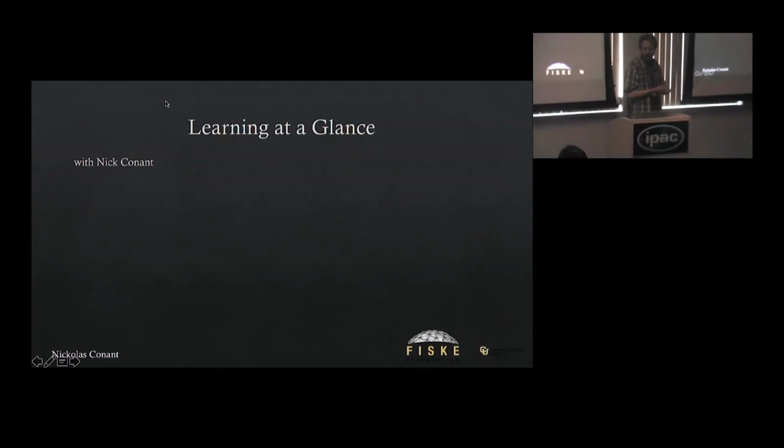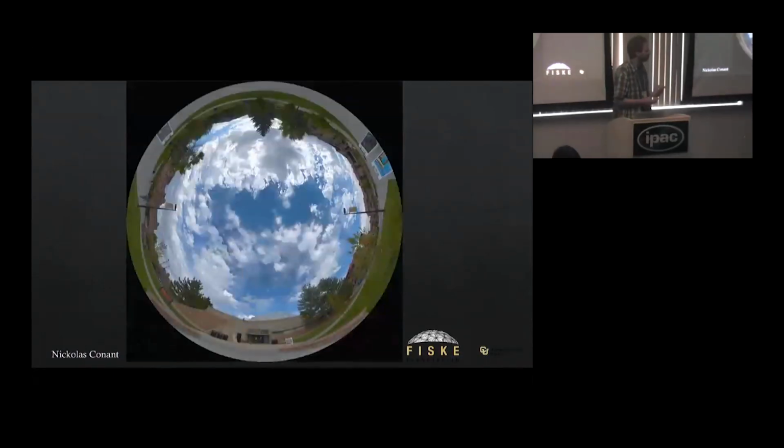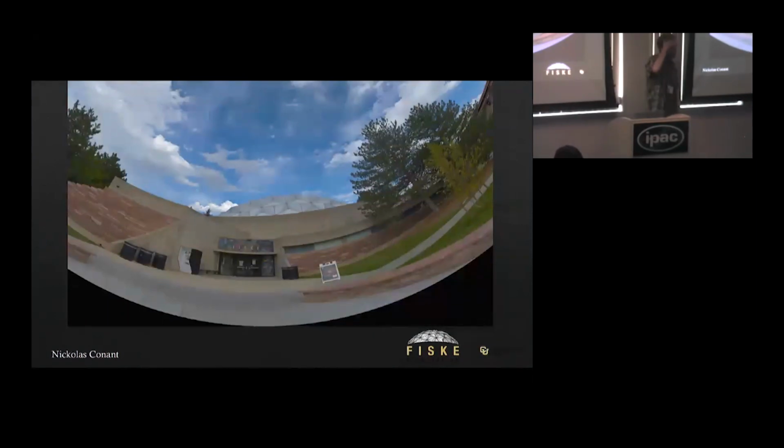All right. Howdy, everybody. My name is Nick Conant. I'm from the University of Colorado Boulder in the Fiske Planetarium. And I spend all day working with faculty at the planetarium. Here's a great planetarium view of our own planetarium. And they come inside and they sit down with me for about an hour once every few days.